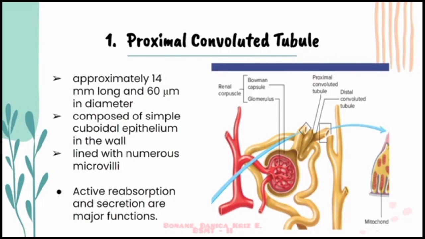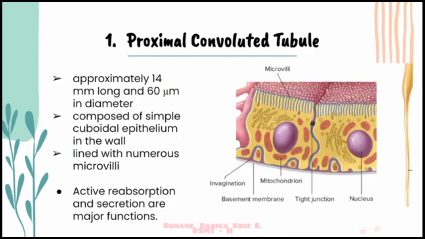The wall of the proximal convoluted tubule is composed of simple cuboidal epithelium. The cells rest on a basement membrane, which forms the outer surface of the tubule. These cells have many microvilli projecting from the luminal surface, which is next to the filtrate. Its major functions are active reabsorption and secretion.